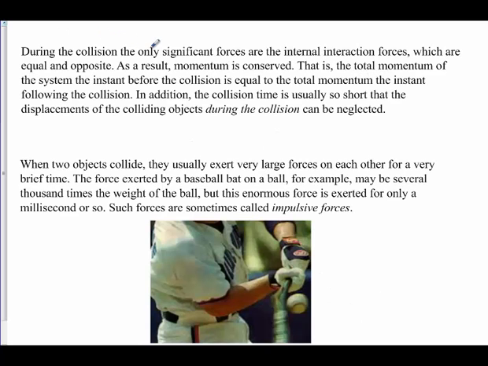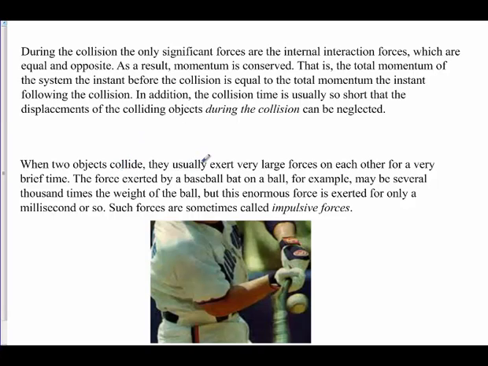During the collision, the only significant forces are always going to be the internal interaction forces, which are always going to be equal and opposite. Meaning that when a bug hits your windshield with a certain force, the windshield will push back with exactly the same magnitude of force but in the opposite direction. As a result, we can say that momentum is conserved, meaning that the total momentum of the system the instant before the collision is equal to the total momentum the instant following the collision.